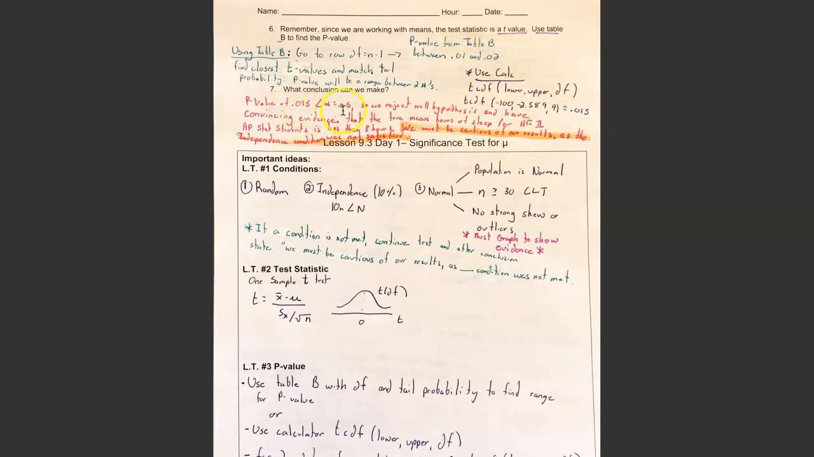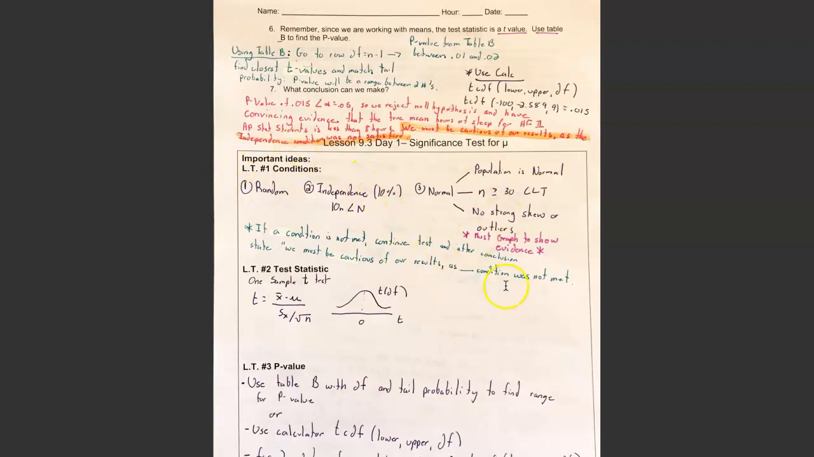Since our p-value is less than our significance level, we're going to reject the null hypothesis and have convincing evidence that the true mean hours of sleep for HF2 AP students is less than 8 hours. Now, because one of our conditions was not met, we have to make this statement. We must be cautious of our results as the independence condition was not satisfied. If a condition is not satisfied, you can continue with the test, but then you must make the statement about being cautious about the results.